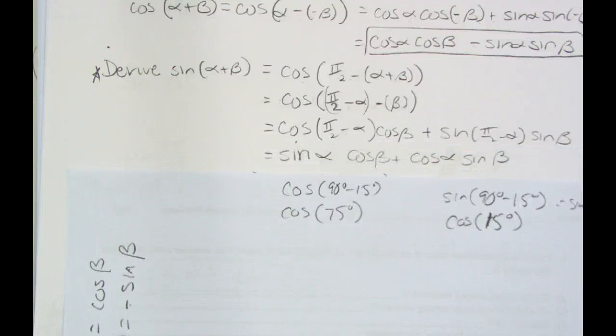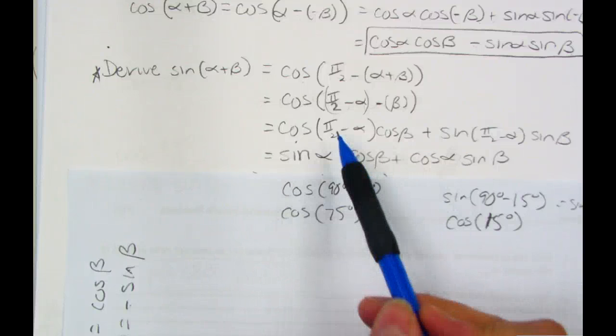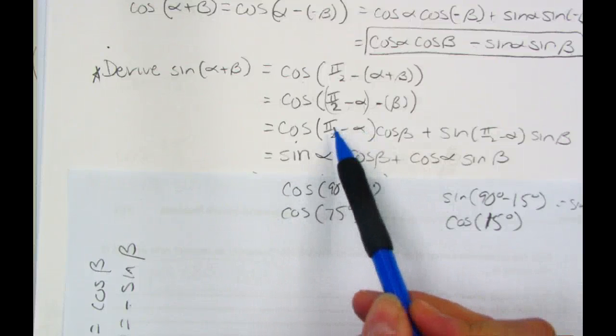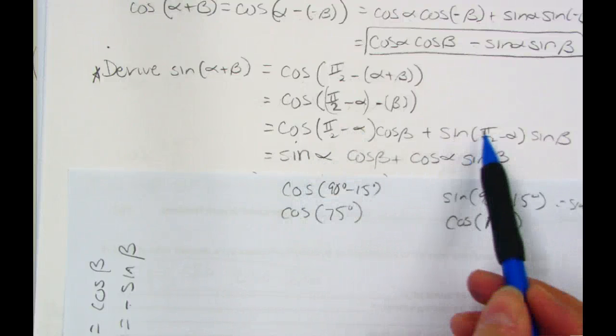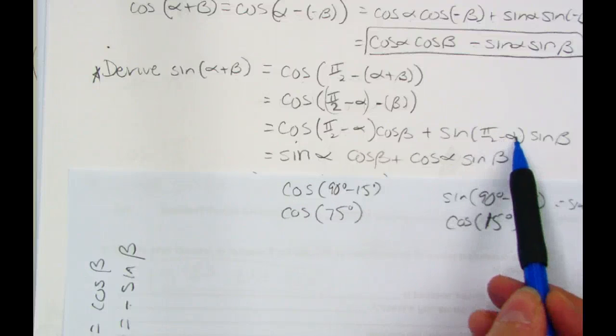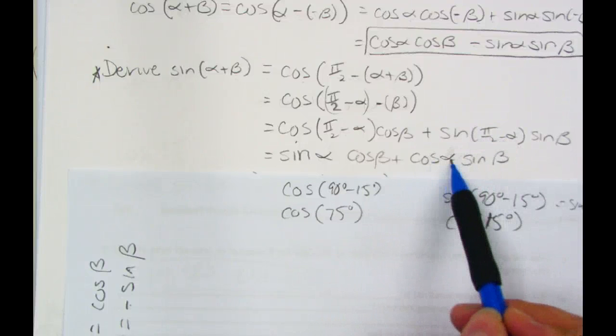So you mean it's just that? Like 90 minus 15, which is 75. So cosine of 75 is sine of 15. Oh, that was the 15. Sine of 90 degrees minus 15. In other words, sine of 75 is the same as cosine of 15, right?